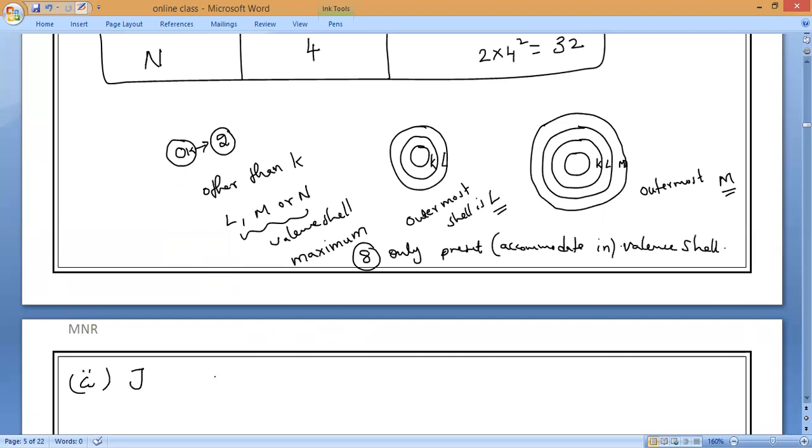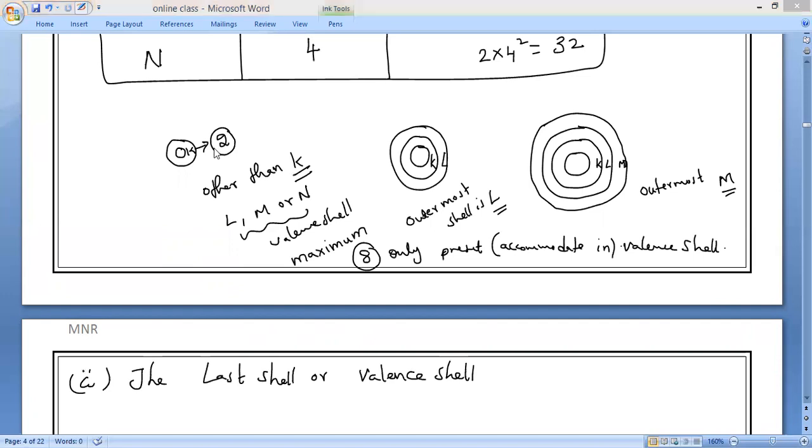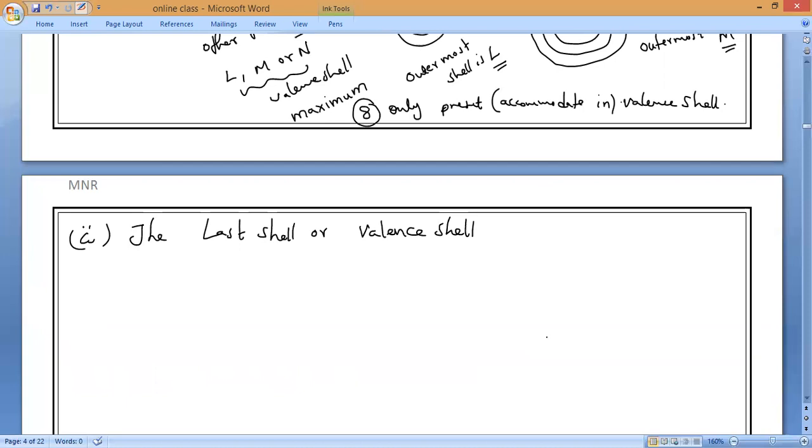The last shell only is what we call the valence cell. Valence cell other than K. If only K is there, how many can we keep, guys? Maximum, everybody. If only one shell, only K is there, then how many can we keep, Sanjay? Akhilan? We can keep only 2. That is what you have to remember. Other than K, then only we can keep 8.